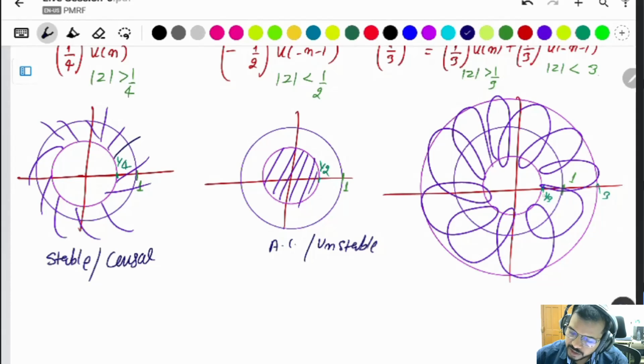Here, the ROC includes the unit circle. That's why the system will be stable but non-causal because both sides are there. Non-causal and stable signal.